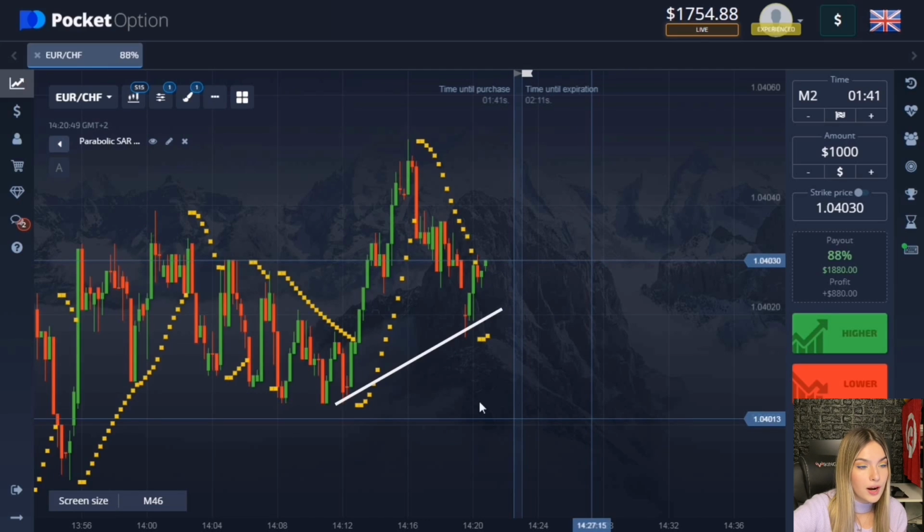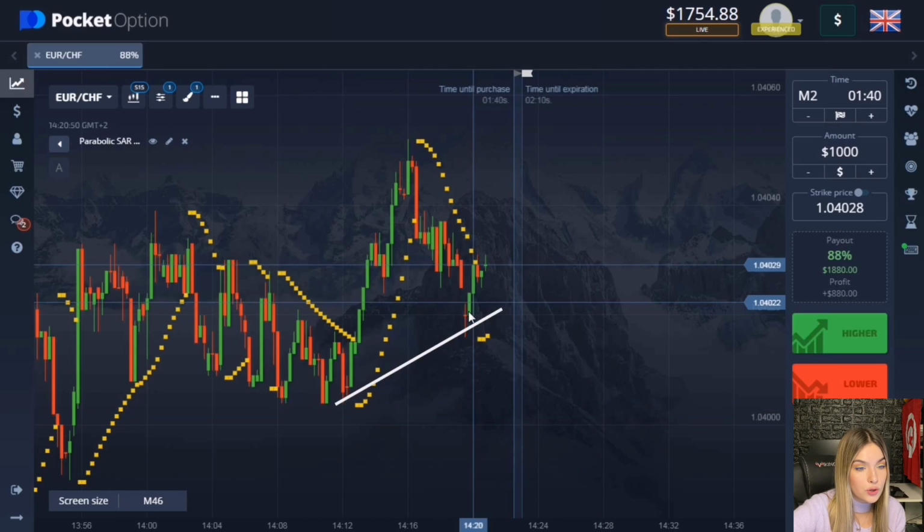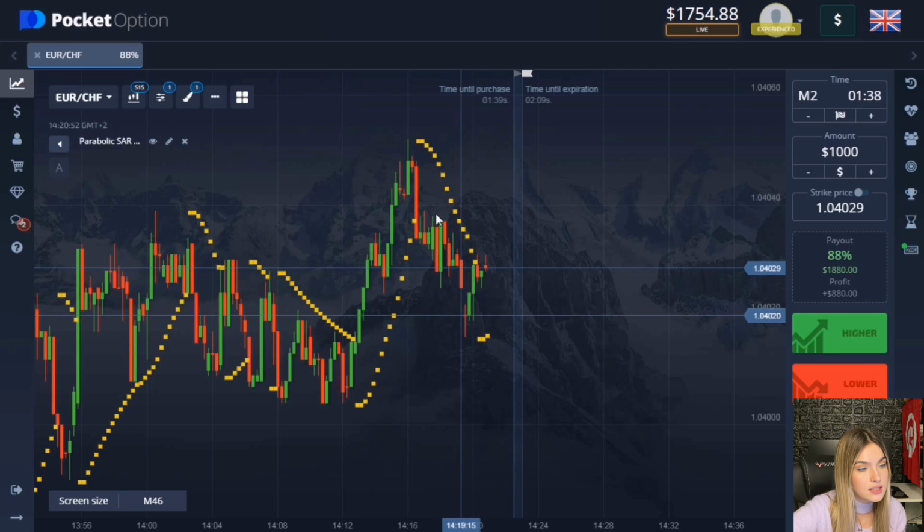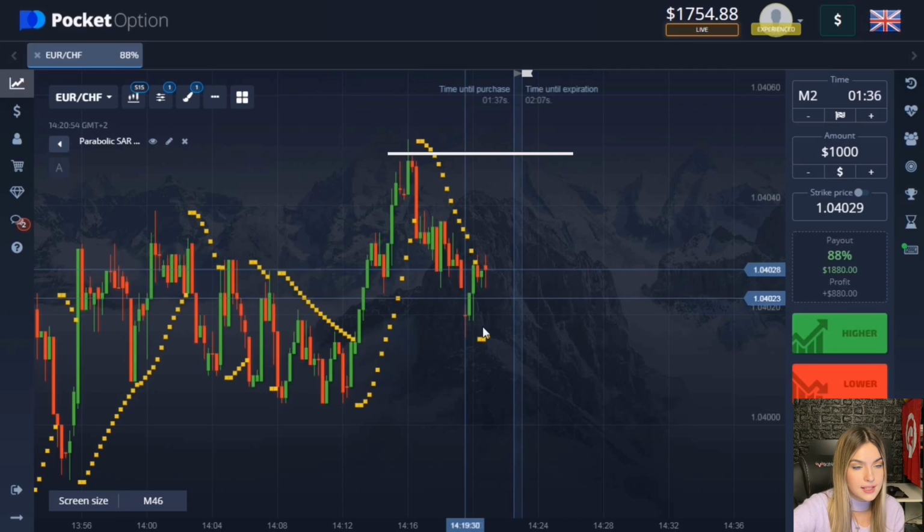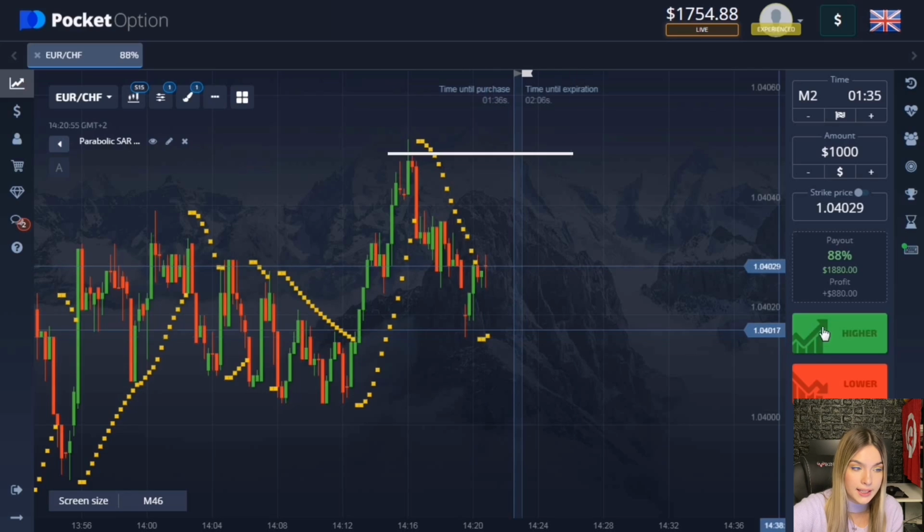Here we see that the price lows are getting higher. There was also a pullback down from the resistance level, and after the pullback the price continues its movement to the resistance level again. The indicator also tells us that an upside movement is expected. In this situation I suggest opening a deal for 2 minutes to increase.